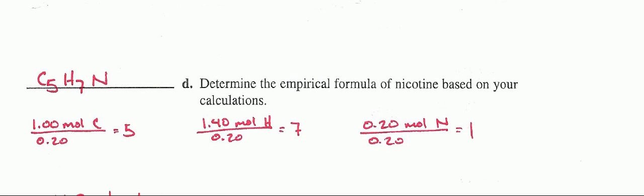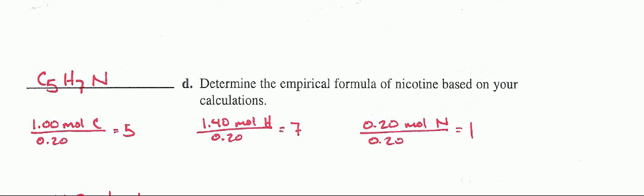D. Determine the empirical formula of nicotine based on your calculations. Well, we have 1 mole of carbon, 1.4 moles of hydrogen, and 0.2 moles of nitrogen. These are the values that we just calculated in A, B, and C. And so we have mole values for each of the elements present in nicotine. Much the same way that we have mole values for each element present in a compound when we start with percent composition. Here in this problem, we've just got to this point a different way. You realize we have the same type of information now.